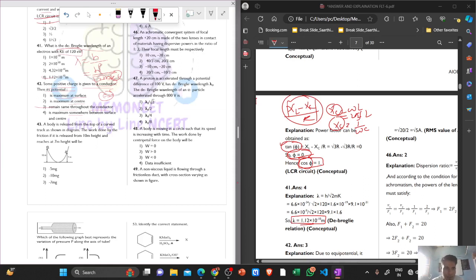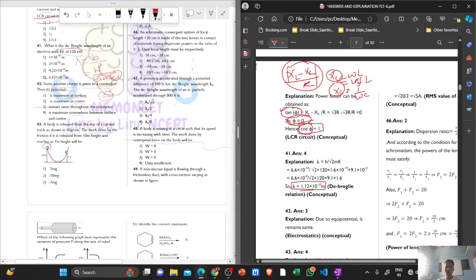Now moving to the next question. A body is released from the top of a curved track. So the work done by the friction, released from the 10-meter height and reaches with a speed of 7. So we just need to calculate the work done. Here you can use the work energy theorem because you don't know the equation of the track. So you can use the work energy theorem and find the value of the work done.